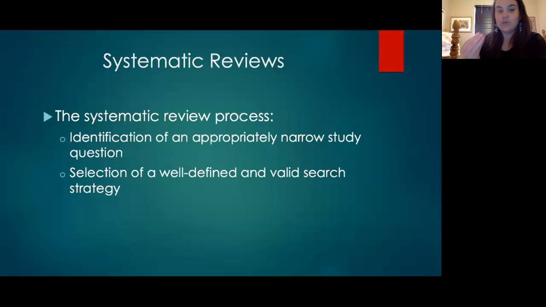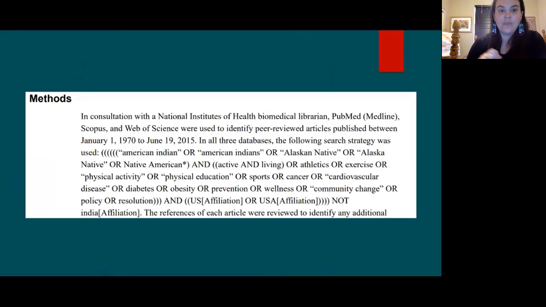Then you really want to identify and select a well-defined and valid search strategy. In every systematic review you'll read, you will see something like this. It almost always starts with in consultation with some sort of librarian. You'll describe what specific places you looked. So we looked at PubMed, Scopus, and Web of Science. And you'll look at the years, so 1970 to 2015. At the time, that was just our cutoff date.